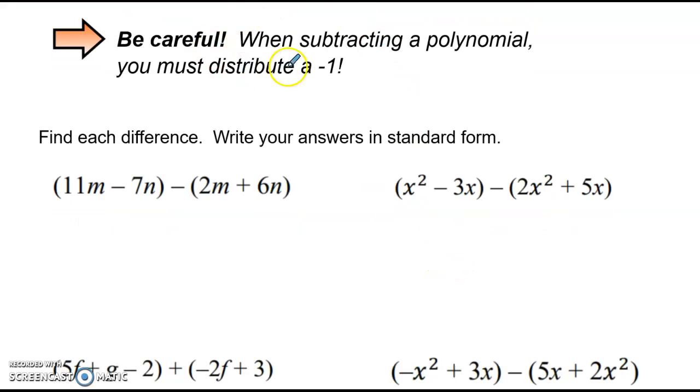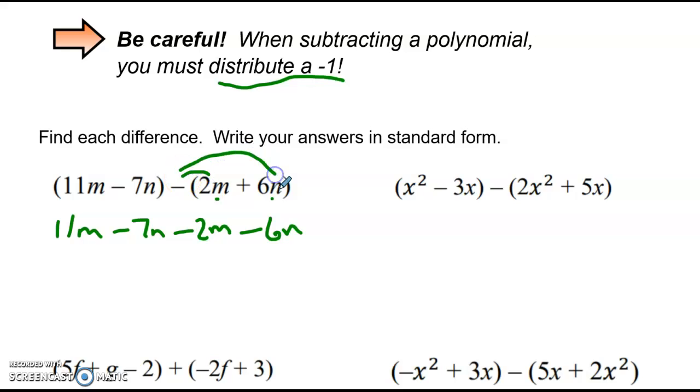Now, we are going to see some subtraction examples today, and the only thing you have to keep in mind here is that when you subtract a polynomial, you must distribute a negative 1. So, for example, this first one here, 11m minus 7n, this one doesn't change. It's just 11m minus 7n. And then I'm subtracting 2m, right? So I distribute this negative to the 2m, so that becomes negative 2m. But I'm also subtracting the 6n. So I'm not going to write plus 6n, I'm going to write minus 6n. So you can see that both were positive to begin with, and I'm writing them as negatives. I'm simply distributing a negative 1 to the second polynomial.